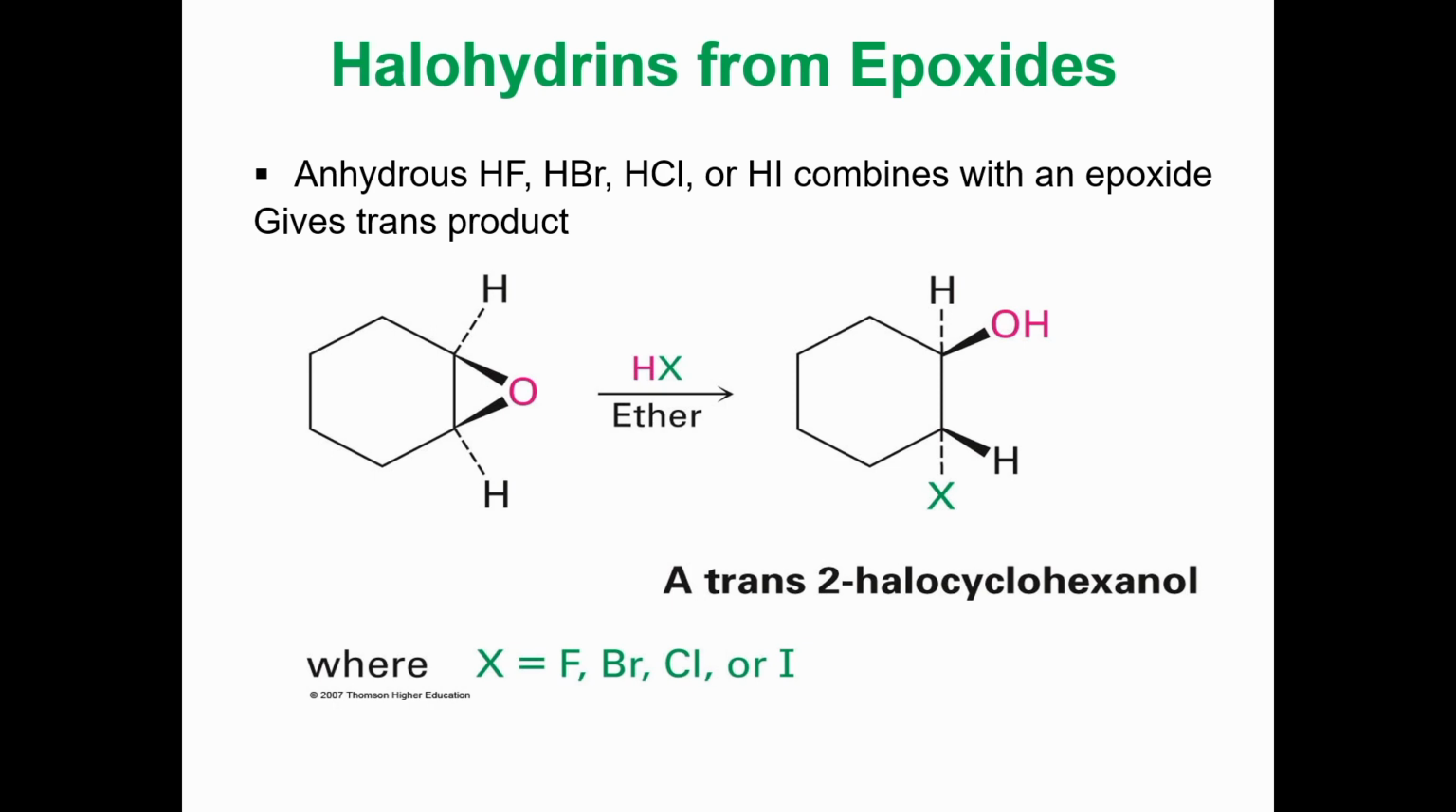Halohydrins can also be obtained from epoxide. Remember, epoxide can be prepared from halohydrin, so halohydrin can also be formed from epoxide. From the reaction, when reacting epoxide with acid in the presence of ether as a solvent, we are going to form halohydrin. Remember, halohydrin has a hydroxy group and halogen in the same compound. So that's why we use hydrogen halide in the presence of ether to form halohydrin.